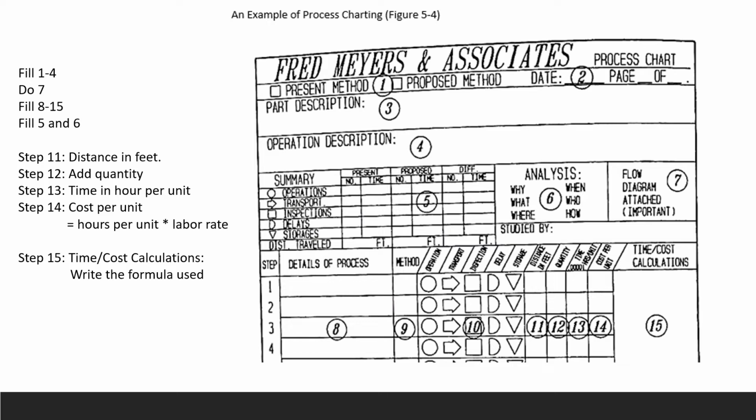So 11 is nothing but your distance in feet. 12 is the quantity. 13 you will calculate and add the time in hours per unit. And for 14 we calculate and add the cost per unit. So that is hours per unit times the average labor rate. And in 15 we add either time or cost calculations.